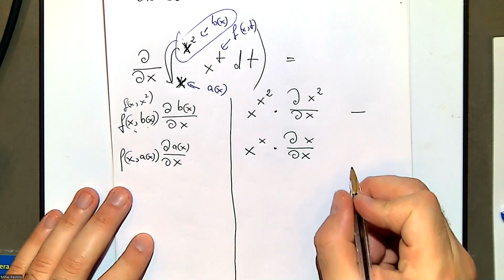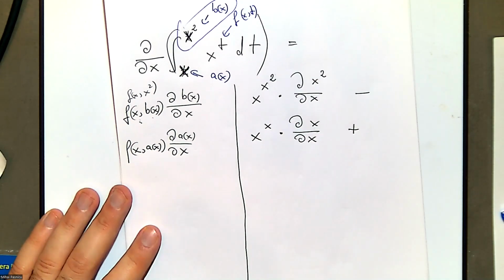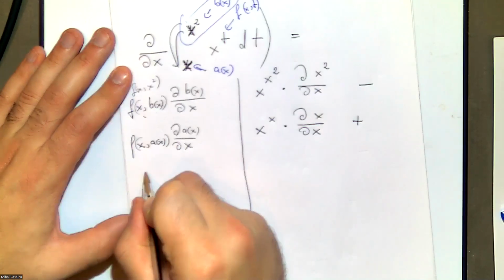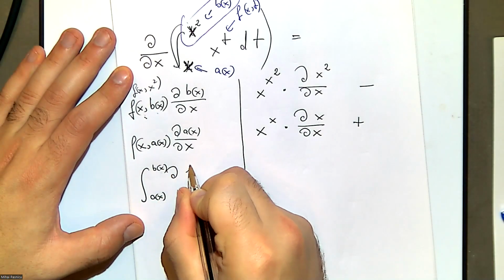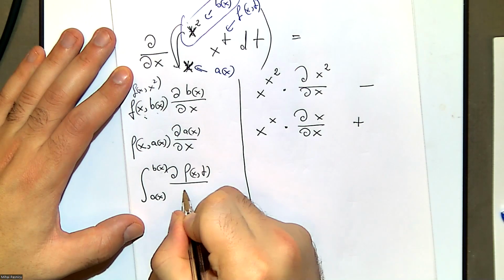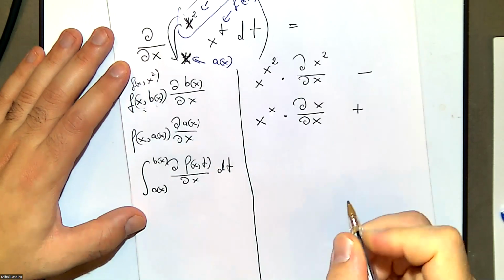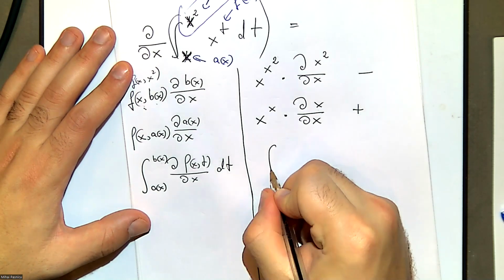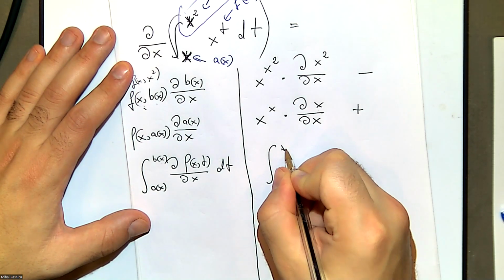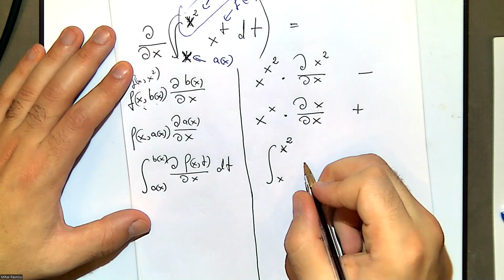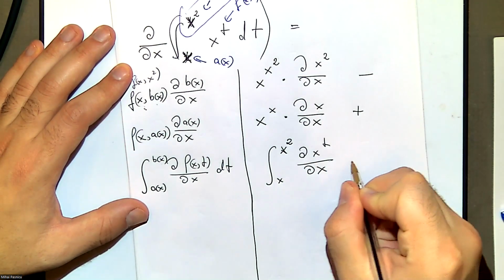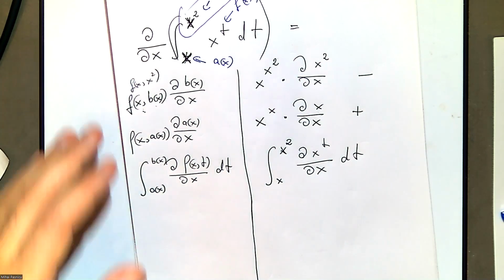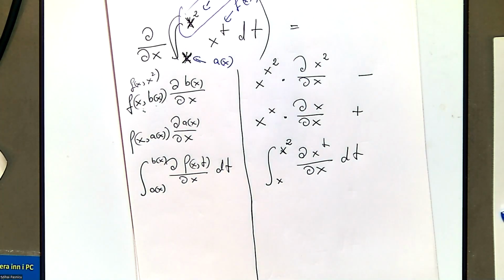And lastly, I just have the naive one, which is just the integral from x to x squared of the same thing, the derivative of x to the power of t, derivative of x, dt. Okay. And this is more or less done.